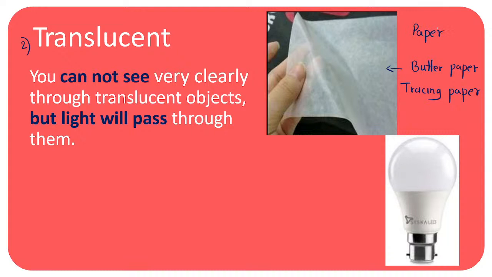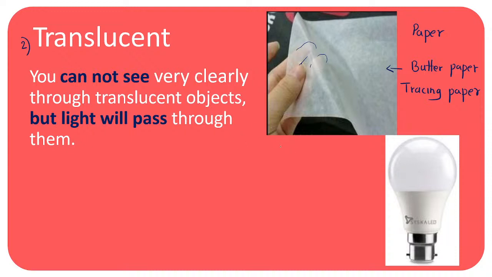if you allow light to fall onto them, things are visible but not very clearly. See, I can see the fingers here, but these fingers are not clearly visible. Are they clearly visible? No. Through a translucent object, you can see but not very clearly. Why can you not see very clearly? Because these allow only some light to pass through them.